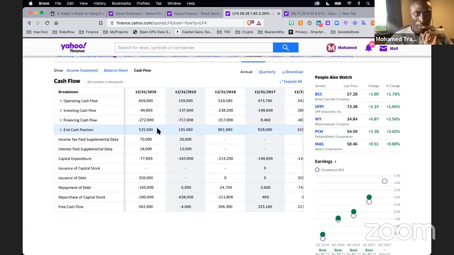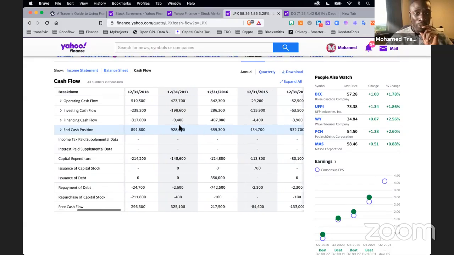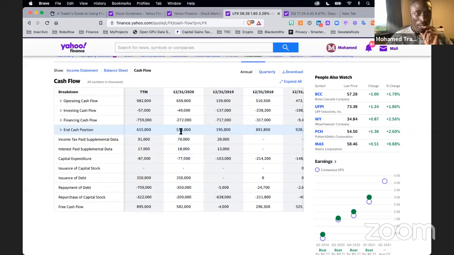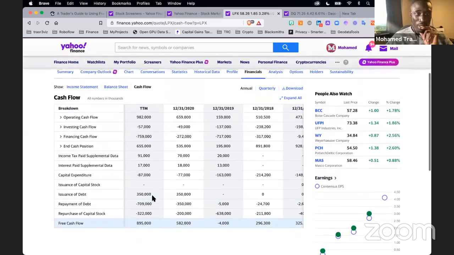And cash position, I do see that they ended up having a stronger 2020 and 2019. And it looks like they're slowly catching up to 2017, 2018 once again. So they're currently at about 2015, 2016, 2014 levels of cash position, but they have been increasing in that trailing 12 months. That's also good to see. Free cash flow increase, trailing 12 months increase again.